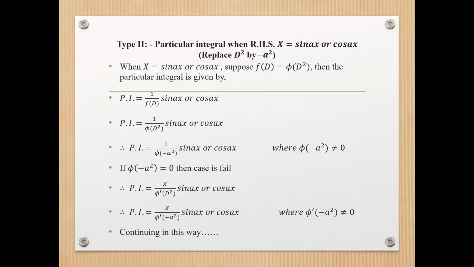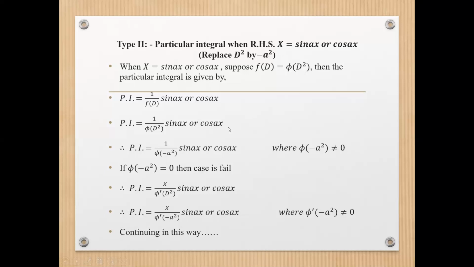Again, if the denominator becomes 0 after substituting minus a square in place of D square, we have to go to the next step. In the next step, the particular integral will be obtained by taking x square upon phi double dash of D square into sin x or cos x. In this way we have to go until the denominator becomes non-zero. Okay, this is the simple theory about when the right hand side of the linear differential equation is sin x or cos x.